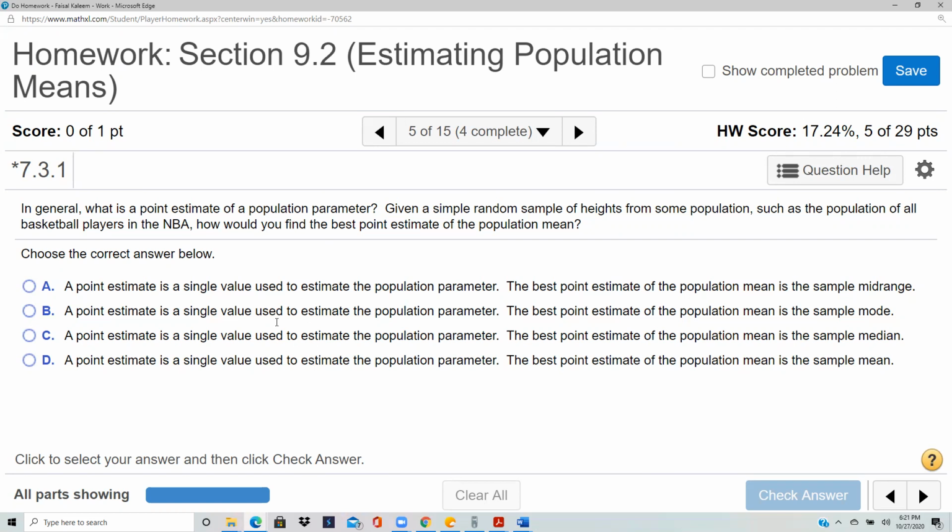That is true in all the four. So let's look at the second part. The best point estimate of the population mean is the sample mid-range. No, the best point estimate of the population mean is the sample mean. So means should estimate means and nothing else. Population mean, the best point estimate of the population mean is the sample mean. So that's the one.